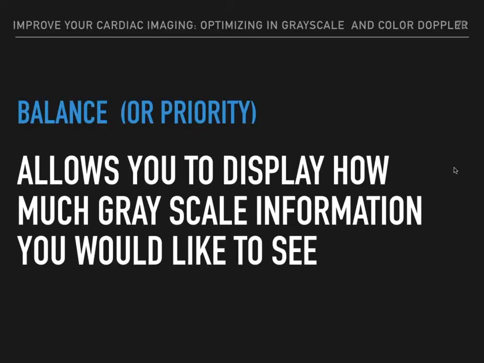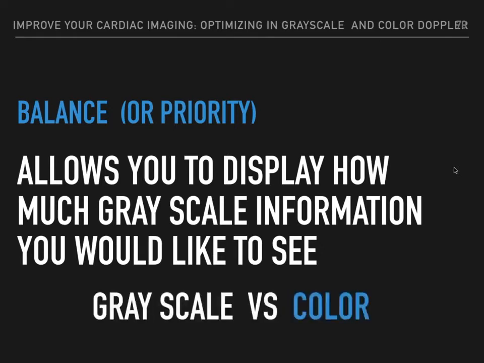So how about balance or priority? So balance allows you to display how much grayscale information you would like to see. Grayscale versus color.